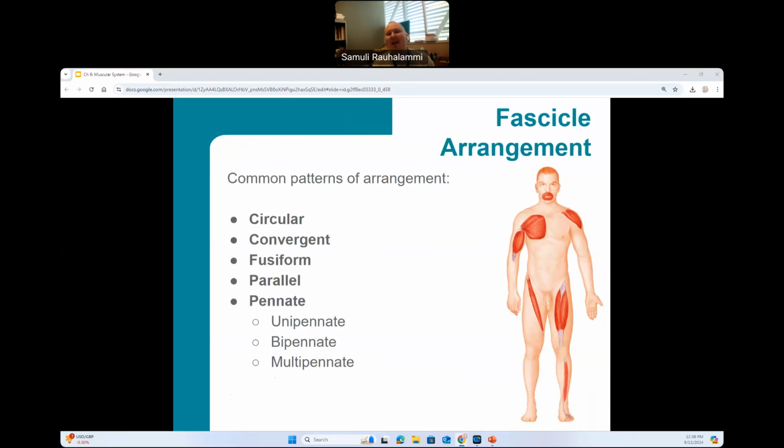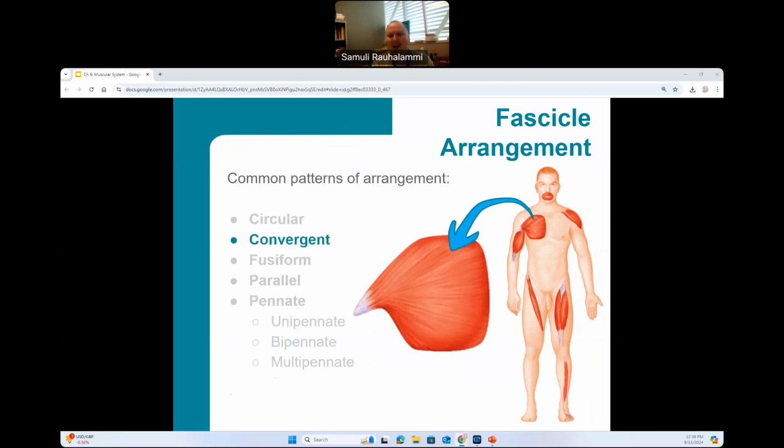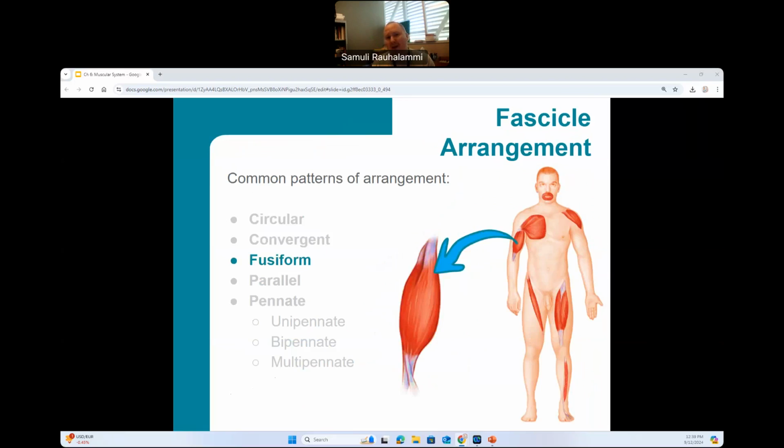And to finish off, I mentioned the fiber direction, so let's unpack that a little bit more. We have the most common patterns here on the screen, and we're going to start with the circular arrangement, which is the ring-like arrangement. We see that, for example, in the orbicularis oris muscle around the mouth. We can also have convergent fascicle arrangement. So this is a broad origin that then converges into one, and I think that pectoralis major is a really good example there. Fusiform muscles are spindle-shaped. They have parallel fibers that fuse into one, such as the biceps brachii muscle.